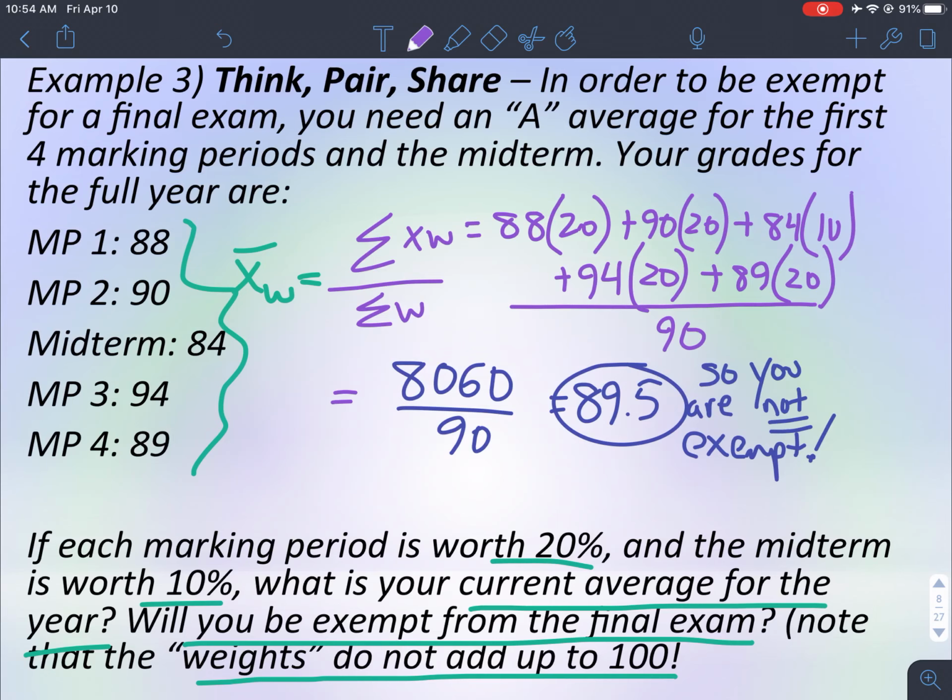This is Algebra 3, Section 3.1. We're talking about measures of central tendency. This is Part 2 of Section 3.1, and here's where we left off: finding a weighted average.